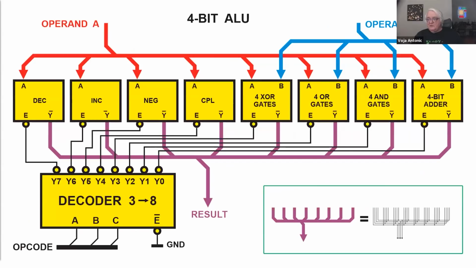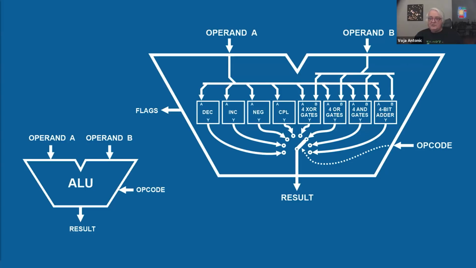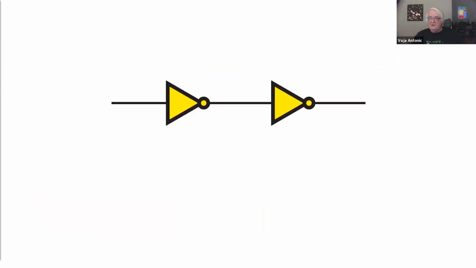This is the electronic version of the same circuit. And that circuit that can do any of these operations is called the arithmetic logical unit. It's a very important circuit. It's in the heart of the microprocessor. That's why it's blue here, and we should take good care of it.